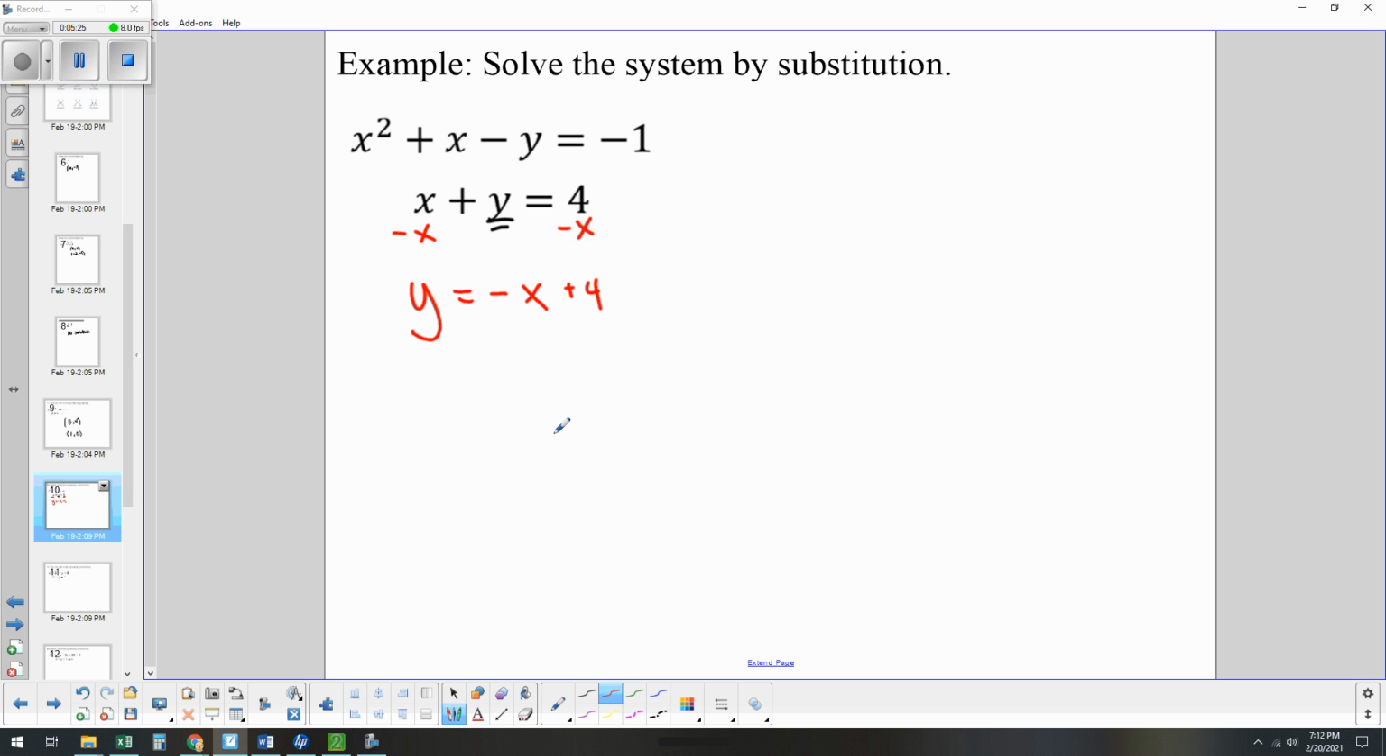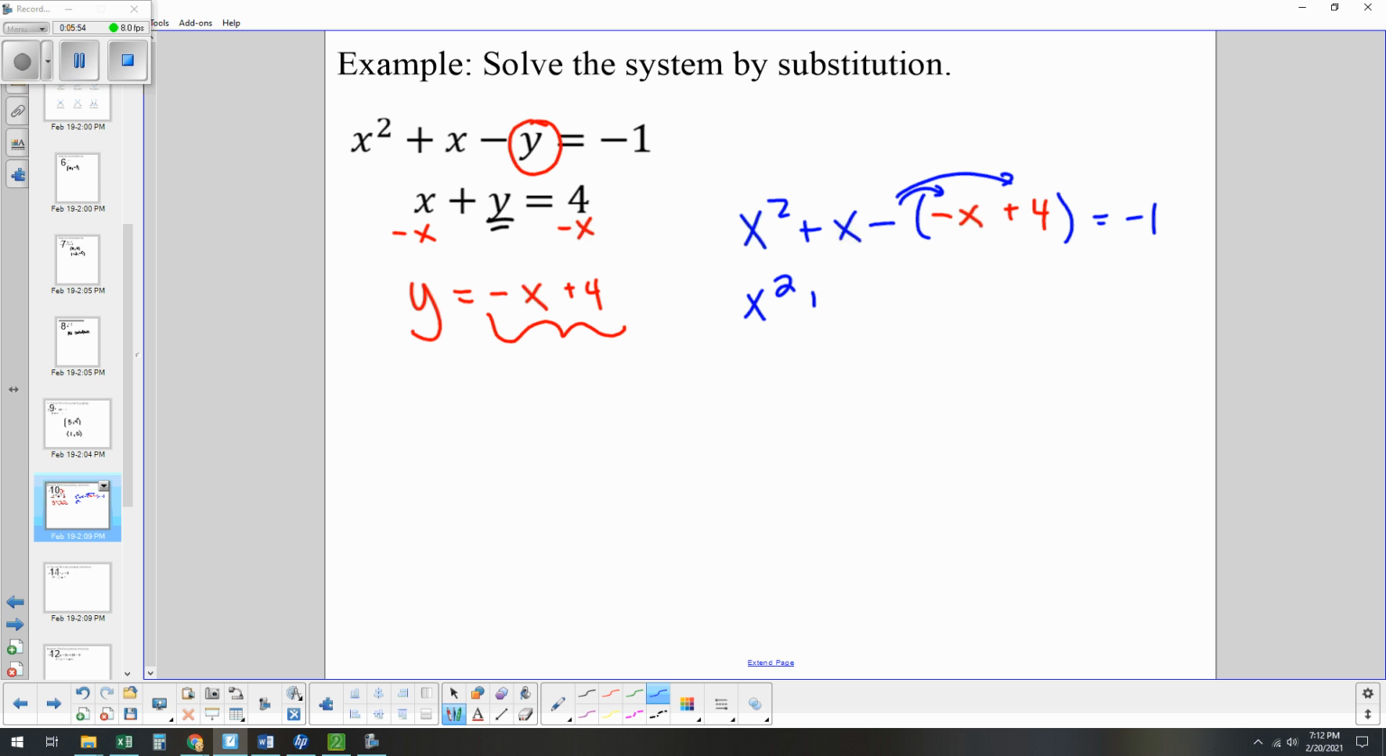Plus 4. So in this equation, in place of the y, I'm going to put negative x plus 4. So we have x squared plus x minus what I'm going to plug in for y equals negative 1. And let's plug in that negative x plus 4, right? That's what y was equal to. I'm plugging it in place of y. So now I'm going to distribute the negative.